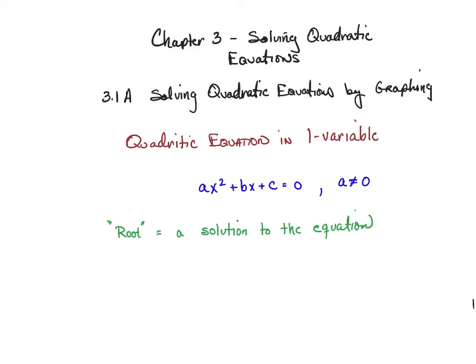Now, what we're looking for are the solution or the root of the equation. Quadratics in general have two solutions, and we play little games to make sure they have two. But you'll see as we graph them what those solutions are that we are looking for.